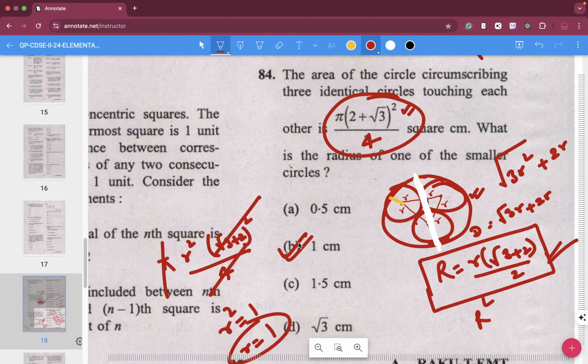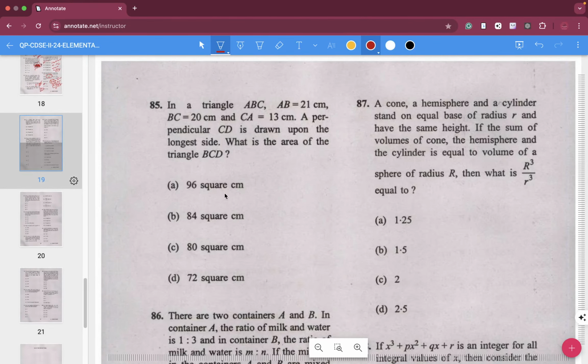So in the CDS exam, you should not really be frightened about these things. Don't be frightened over here. All right, so this was your question number 84, folks.